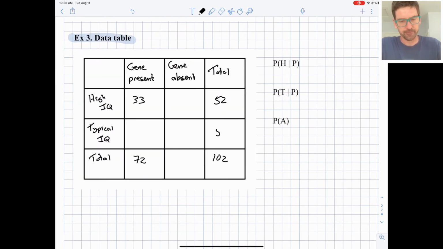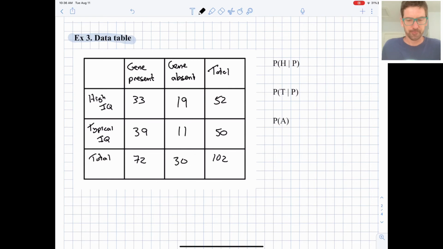Okay. Let's see. So that's going to be a 50. These numbers have to add up to 102. So that's going to be a 30. These numbers have to add up to 52, so that's a 19. And then just keep going like that. 72 minus 33 is a 39. Let's get this by doing 50 minus 39. And that's an 11. And then we can always check by making sure these add up to 30, and they do.